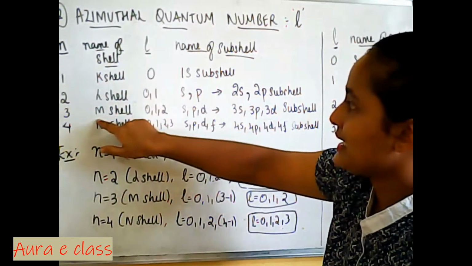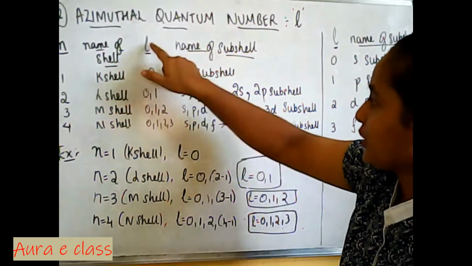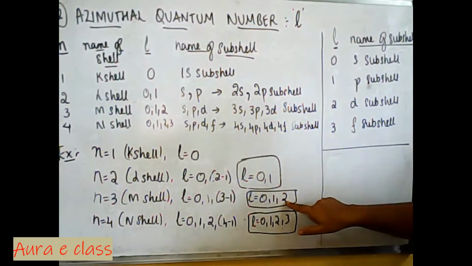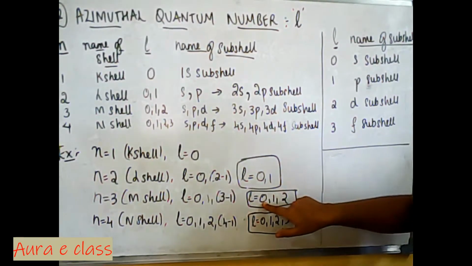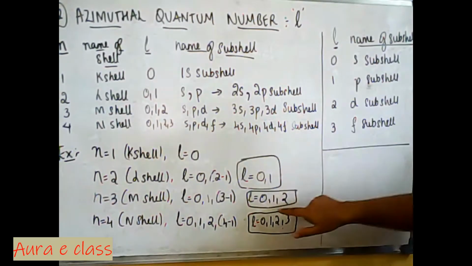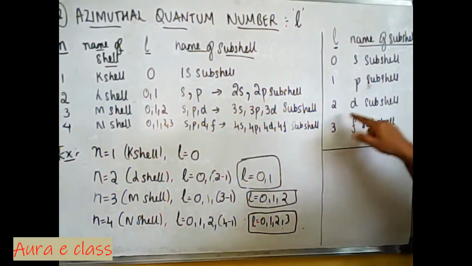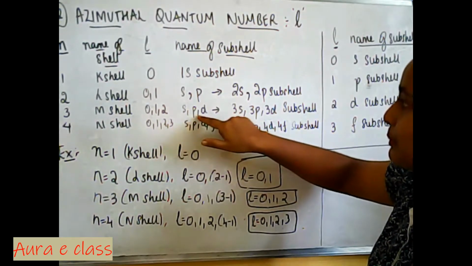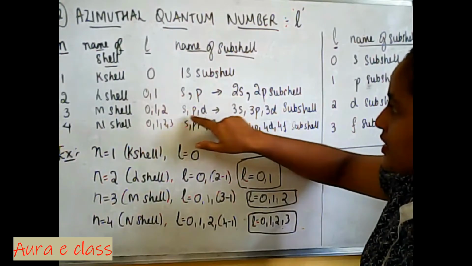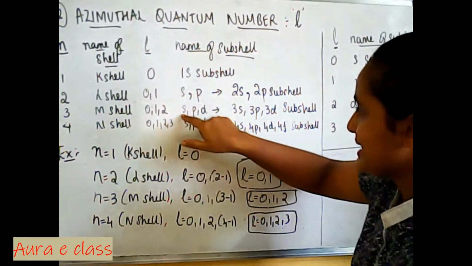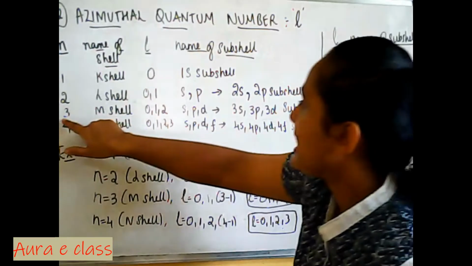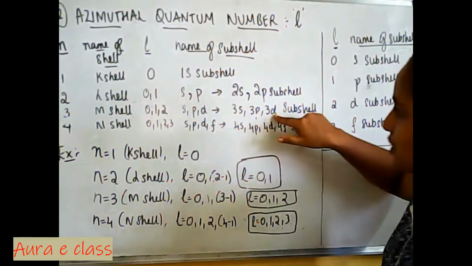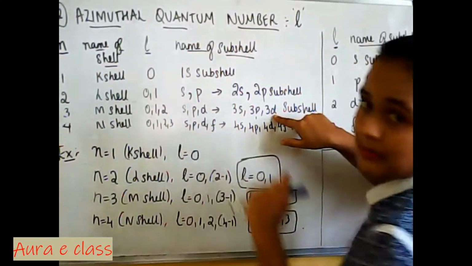Next moving on to n is equal to 3. Name of the shell is M shell. What are the values we got? That is 0, 1, 2. What is the name of these subshells? 0 is s, 1 is p, 2 is d. So we have three subshells, s, p, d. So I will write it as 3s, 3p and 3d subshells. So there are three subshells present in M shell.